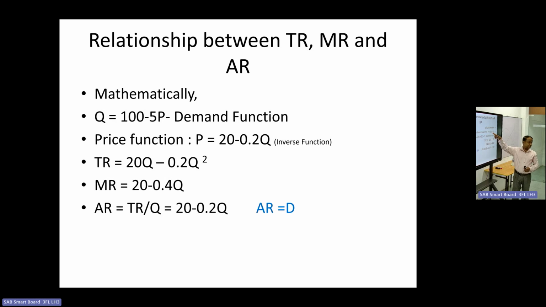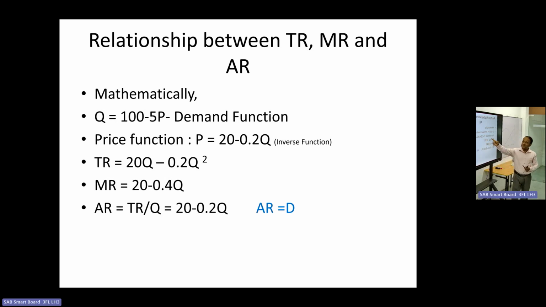Here A means autonomous demand, and this is the slope. B means the slope of the demand curve. Now here the marginal revenue slope is how much? It is 0.4, while the demand curve slope is 0.2.